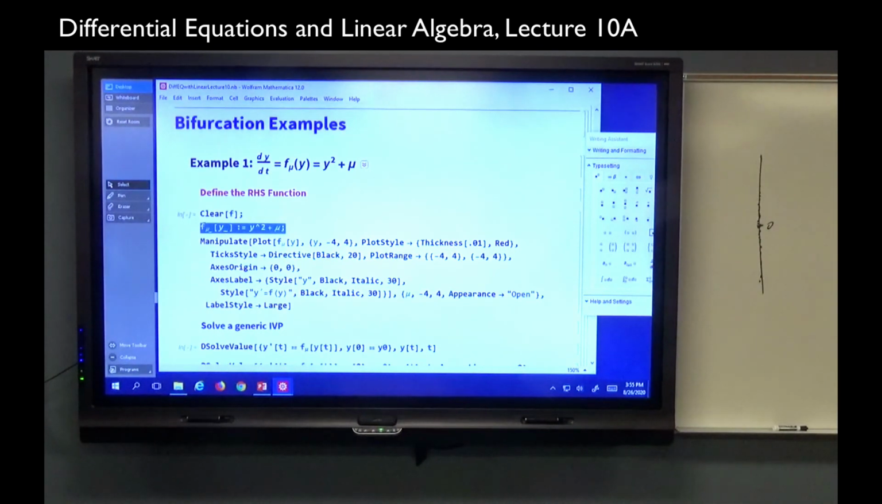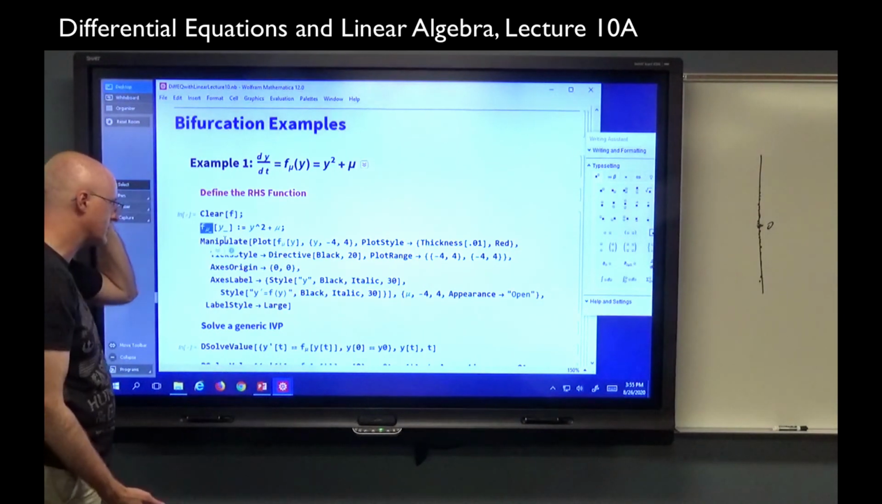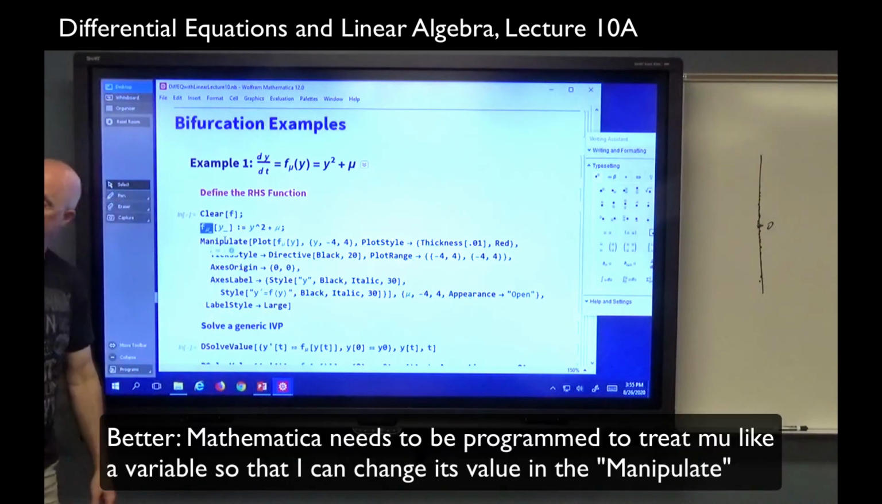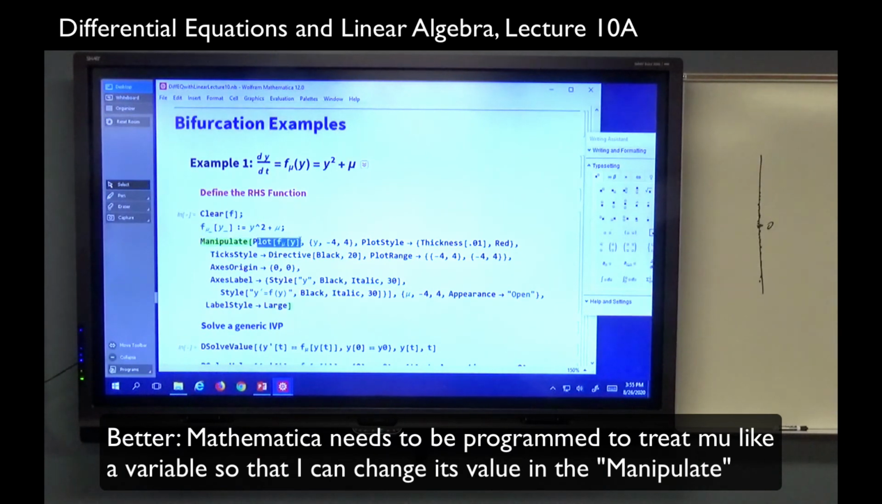Notice again, the mu is in a subscript here, but I do need an underscore because Mathematica doesn't know it's a parameter. It thinks it's a variable. Plot the function, y going from negative 4 to 4, the right-hand side function. All this other stuff is just to make it look nice.